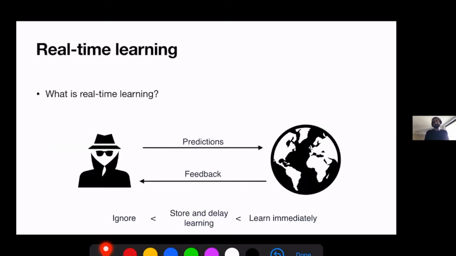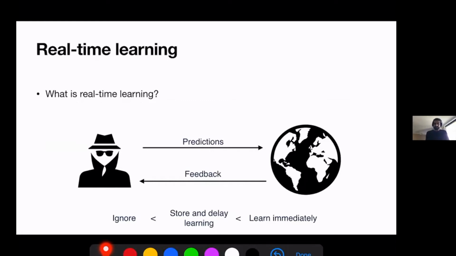Well, the agent is interacting with the world. Maybe it's making predictions or taking action. It gets some feedback from the world. Now it can choose to ignore this feedback, or it can store this feedback and use it for learning in future, or it can use it to learn immediately. When I say real-time learning, I mean the agent which uses this feedback to learn immediately.